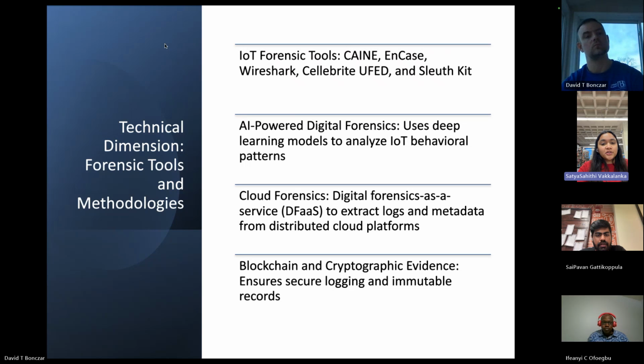The technical dimension, forensic tools and methodologies. There are various IoT forensics tools that are listed, and AI-powered digital forensics that uses deep learning models to analyze Internet of Things behavioral patterns, and cloud forensics, digital forensics as a service to extract logs and metadata from distributed cloud platforms, and blockchain and cryptographic evidence ensures secure logging and immutable records.